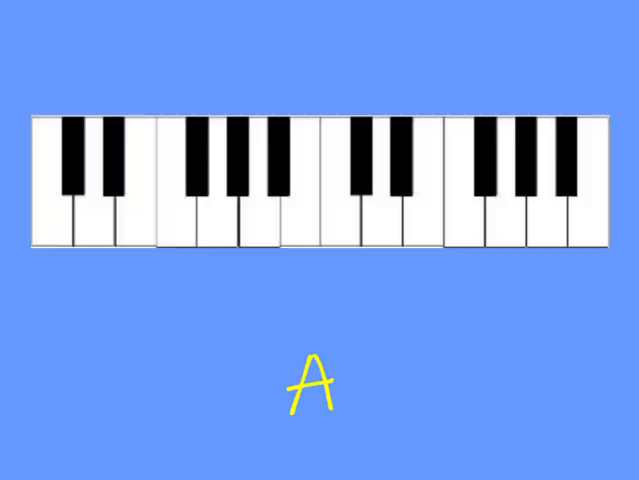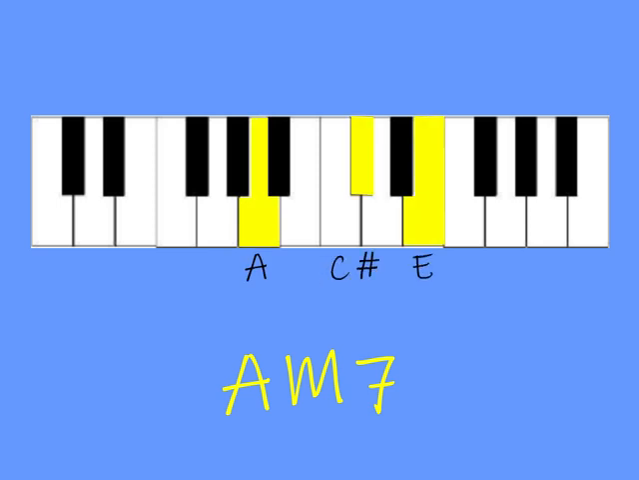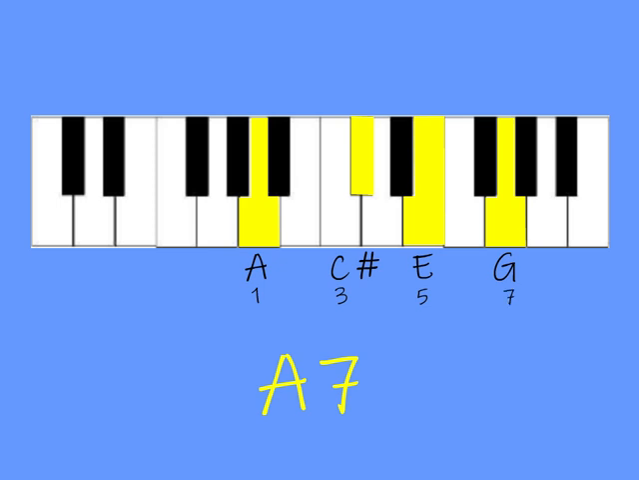We'll use A as our root note. A major 7 is A, C sharp, E, G sharp. All four notes naturally occur in the A scale. A dominant 7 is A, C sharp, E, G. The 1, 3, and 5 notes are the same as the major chord, but the 7 note has moved a half step down to the flat 7.